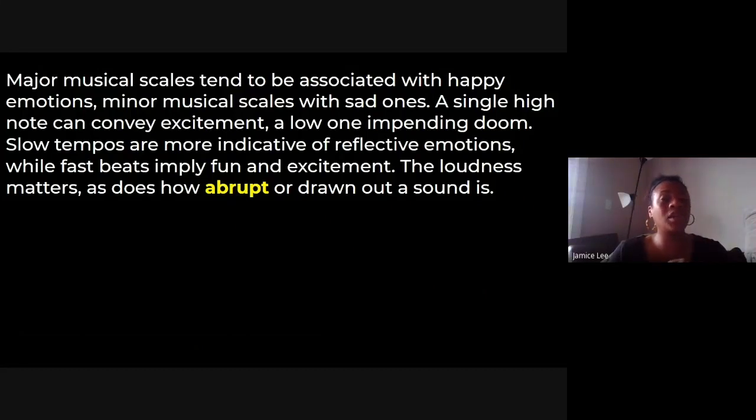I'm going to replace the word with my synonym that I came up with and see if it makes sense. The loudness matters, as does how fast or drawn out a sound is. It makes sense. Did you figure out what abrupt meant?